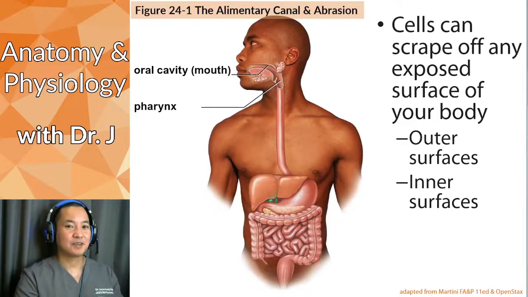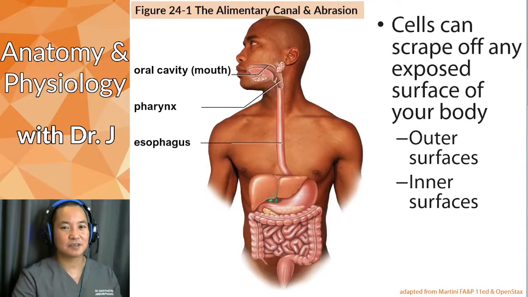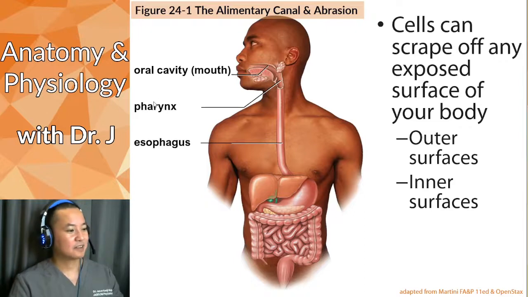So with stratified squamous, one of the great things is that you can have multiple layers that regenerate over and over. If you lose the top layer, don't worry, you can generate more strata, you can generate more layers of cells. So the mouth, pharynx, and esophagus have stratified squamous epithelia. Now the anus also has stratified squamous epithelia, and why is that?